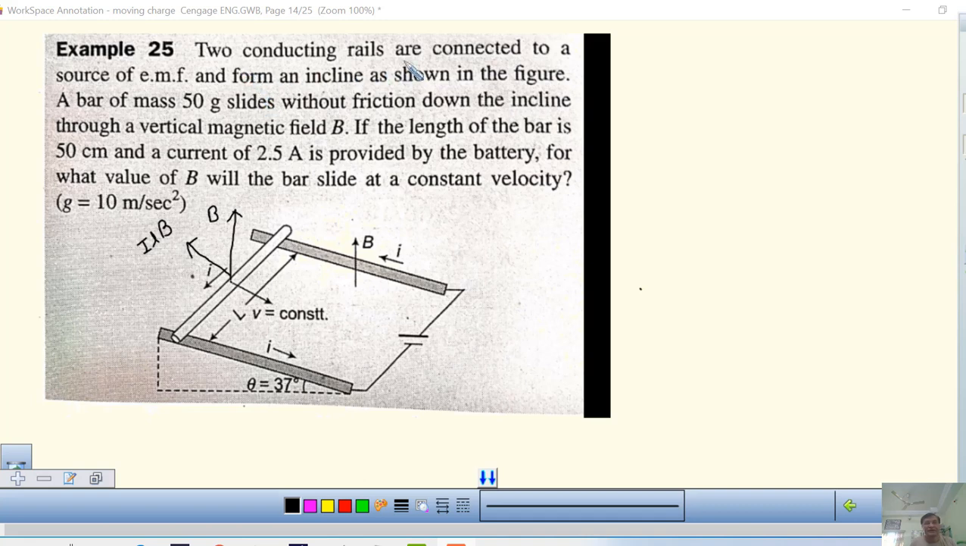Two conducting rails are connected to a source of EMF and form an incline as shown in the figure. A bar of mass 50 grams slides without friction down the incline through a vertical magnetic field. So it looks like this.